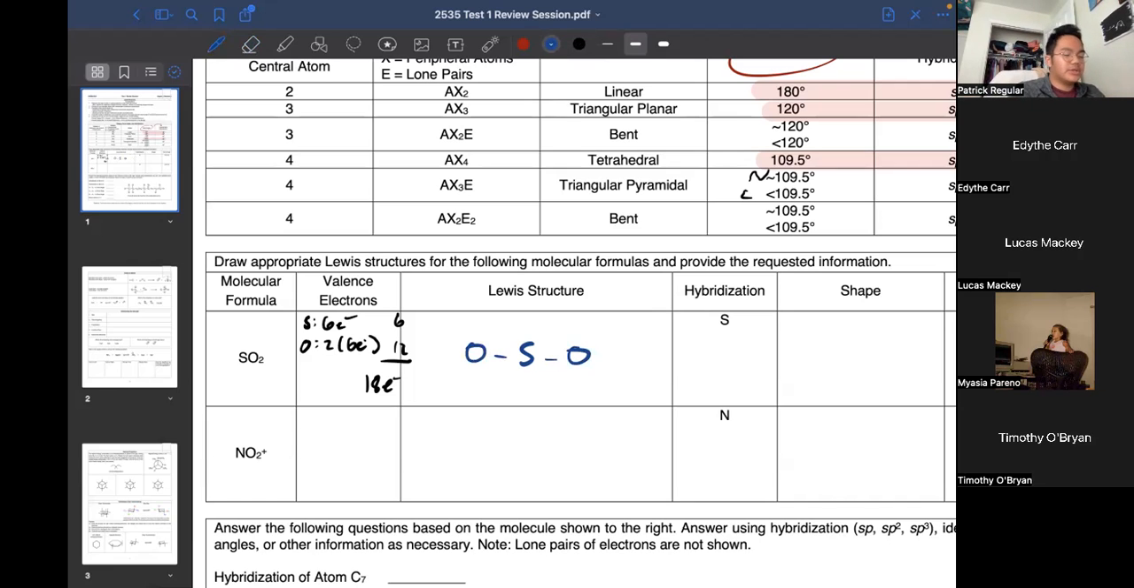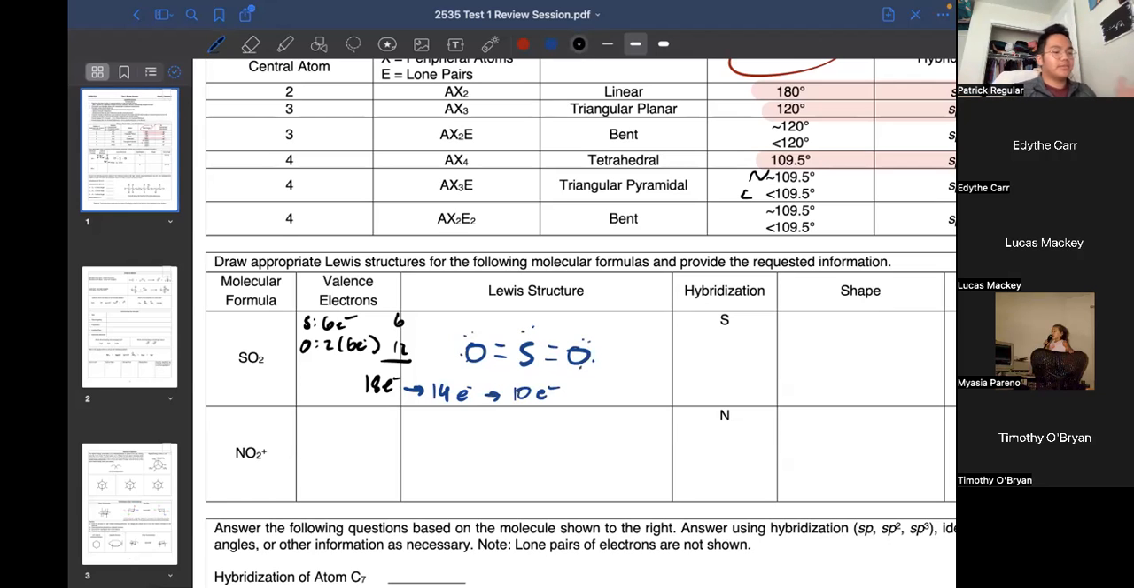So that's already 1, 2, 3, 4 electrons. That's 14 electrons left. If we were to make them double bonds, that would be another 4 electrons. That would be 10 electrons left. So if we just apply them to the outer atoms first, 1, 2, 3, 4, 5, 6, 7, 8. Right. The oxygens have full octets, and we just put the last 2 on sulfur.